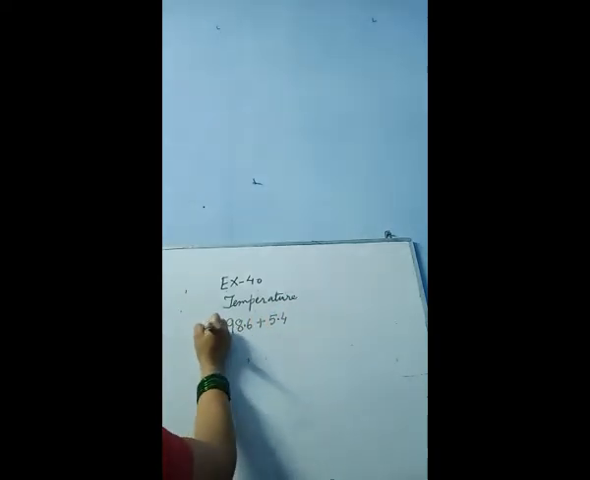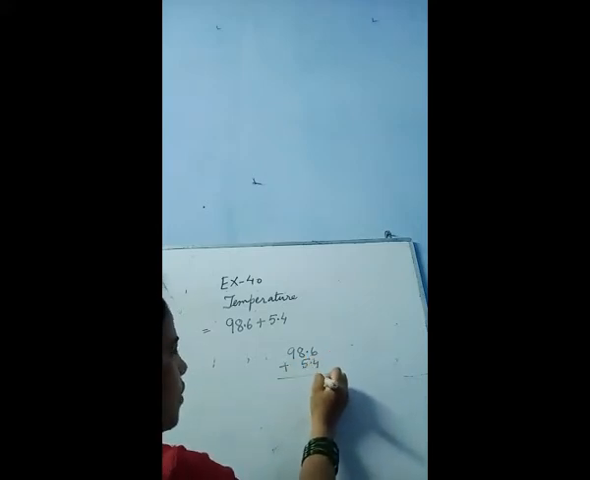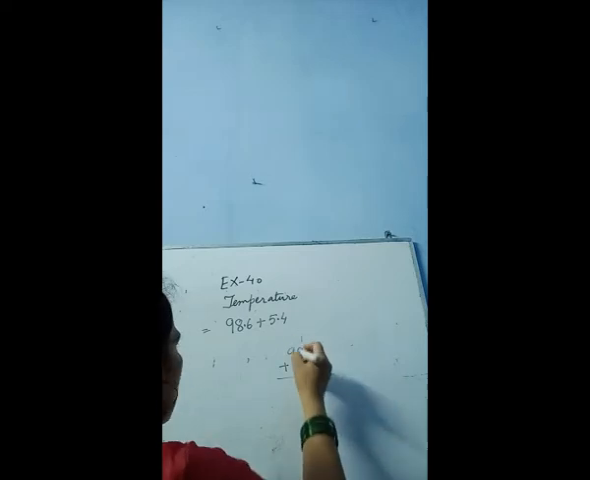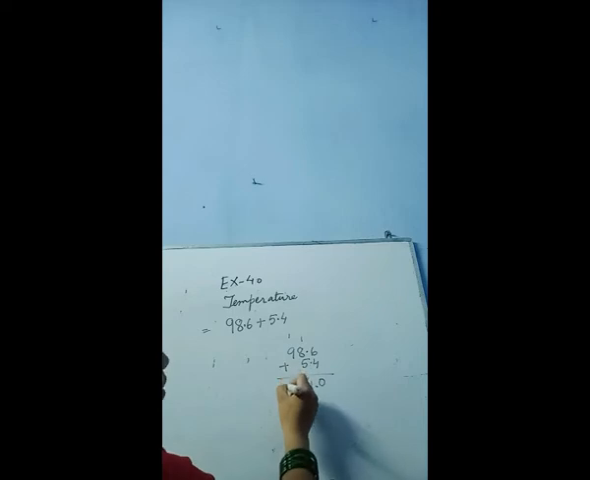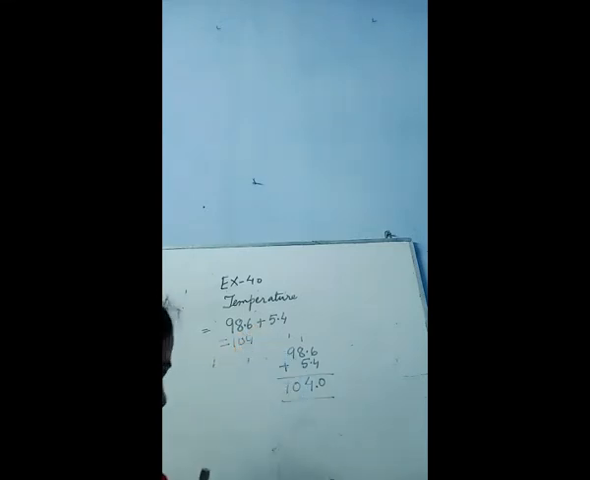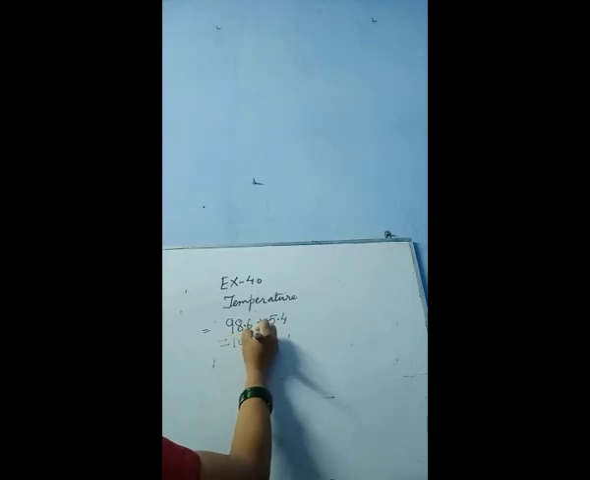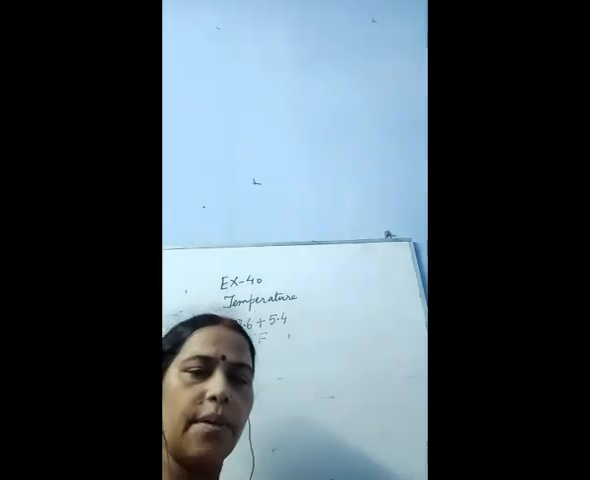What we will get? When we add 98.6 plus 5.4, 6 plus 4 is 10, so we write 0 and 1 is carried over. 8 plus 5 is 13, 13 plus 1 is 14, so write 4 here and 1 carried over. 9 plus 1 is 10. So we get 104 when we add this. So this is the temperature of the patient now.